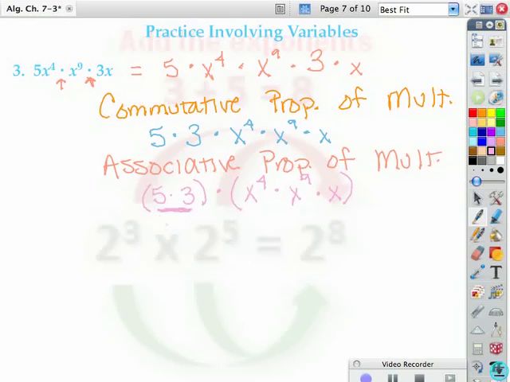So what we get here is 15, and then here we have x to the 4th power, plus the 9th, plus the 1st. Remember, and this is really tricky, a lot of people forget, but the exponent for this one is 1. It's not written here, and a lot of people tend to forget and only use the 4 and the 9, but if there is a variable, there is an exponent every time. So once we combine everything, we end up with 15 times x to the 14th power, and there is our answer.